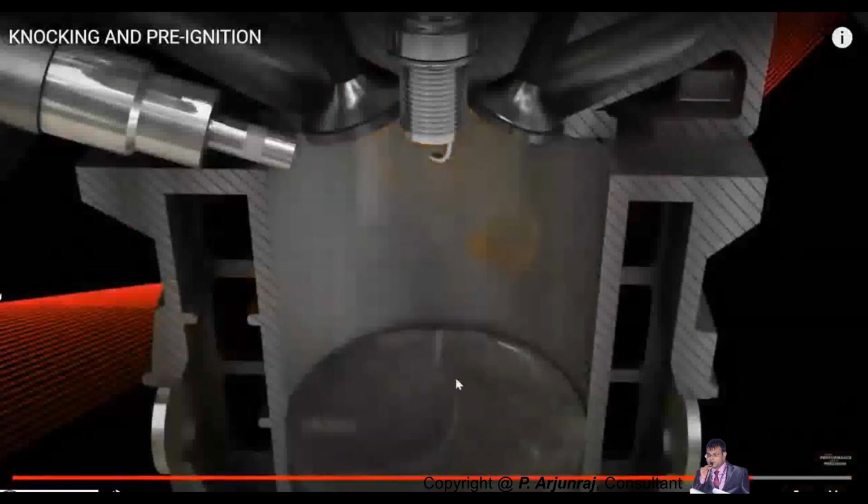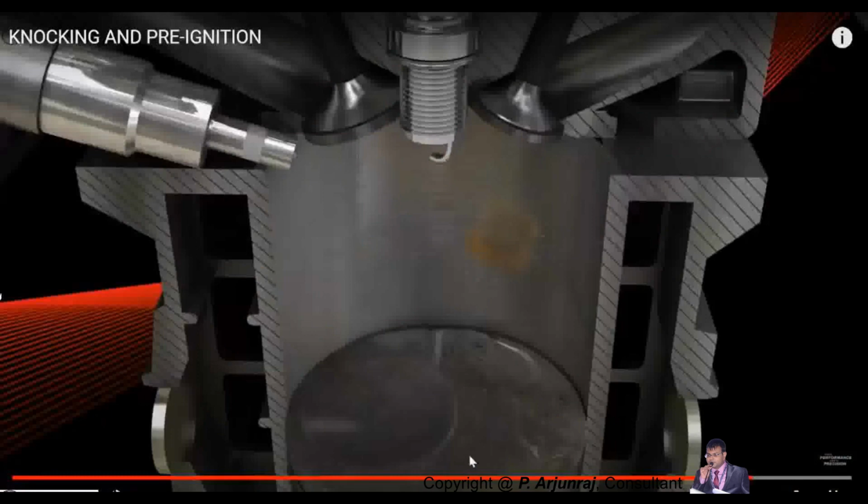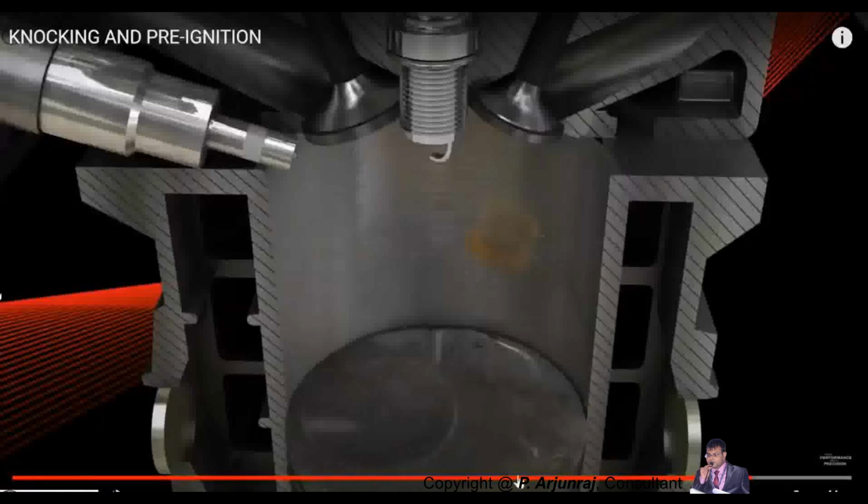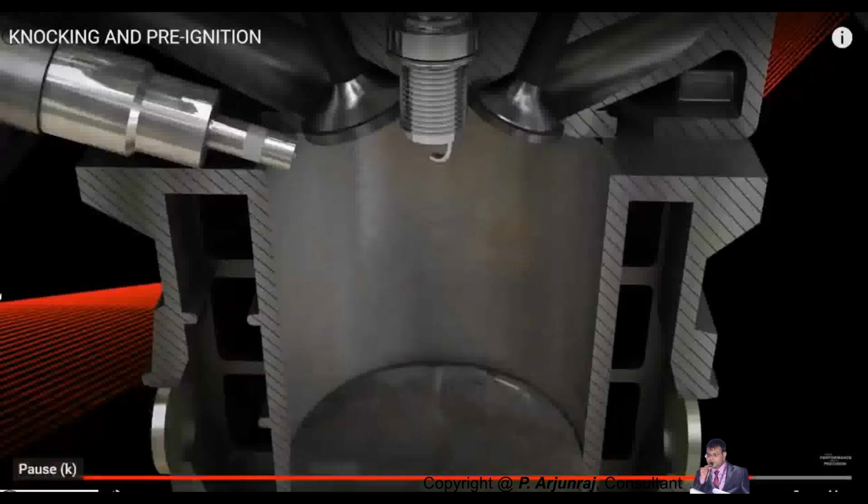You see, from the effect of the knocking and pre-ignition, finally you get damage to the piston. You can see, because you're going to get a load continuously into the piston, as a result the piston will get damaged. If the piston is getting damaged, what happens is your engine is going to get seized finally.